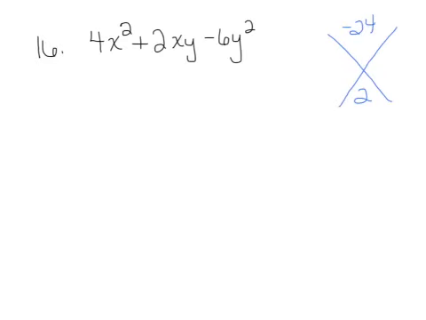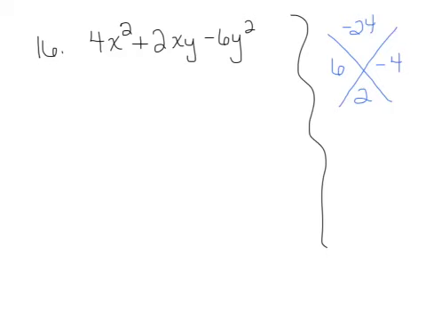In problem number 16, we have a polynomial of two variables that can be factored. 4x squared plus 2xy minus 6y squared. We're going to set up our numbers here, and we're going to disregard the variables at first, just like we always do. So 4 times negative 6 is negative 24, and our middle coefficient is 2. So we're looking for factors of negative 24 that will add up to a positive 2. So those numbers would be 6 and negative 4.